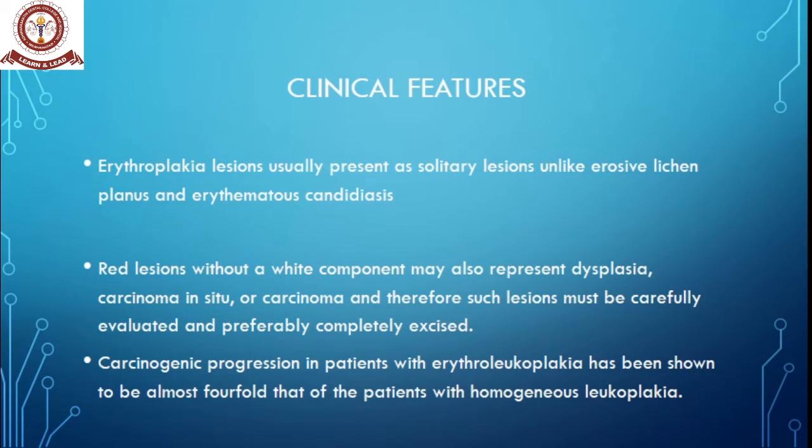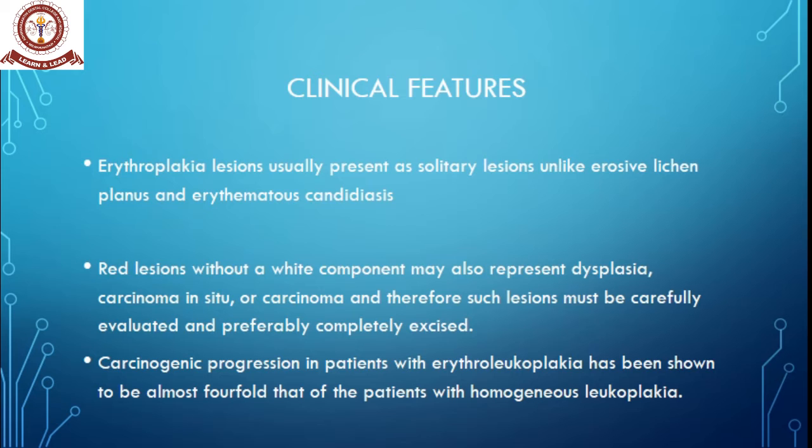Clinical features. Erythroleukoplakia lesions usually present as solitary lesions, unlike erosive lichen planus and erythematous candidiasis. Why are we giving it along with erosive lichen planus and erythematous candidiasis? Both these lesions also have a red presentation. Erosive lichen planus means there will be an erosion, which can be ulceration, so it will mimic, or clinically it can be confused with erythroleukoplakia. In the same way, erythematous candidiasis is also a kind of atrophic candidiasis where the lesion is red in color.